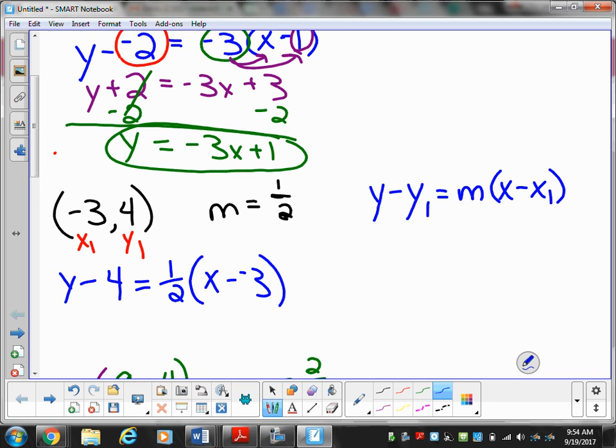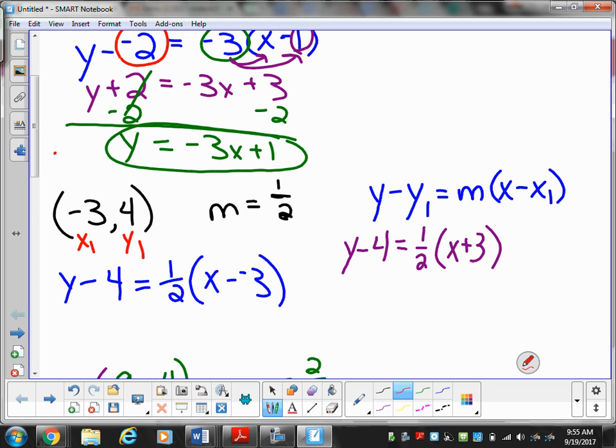Now my next step, I'm going to move out to the side over here, because what I'm going to do is just change the minus -3 to x plus 3. So y minus 4 equals 1/2 times x plus 3. And now I'm going to do the next two steps. I'm going to distribute the 1/2, and then I'm going to get rid of that -4 from the y side.